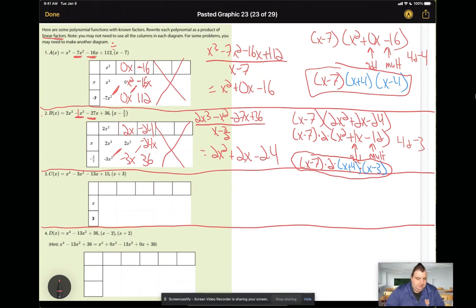Number 3, all right, same thing. We have x cubed minus 3x squared minus 13x plus 15, and we're going to divide that by x plus 3. So we're going to start off by putting x cubed here, since that's my first term. So I'm going to ask myself, x times what is x cubed? That's going to be x times x squared. X times x squared is x cubed. I can finish out the column. 3 times x squared is going to be 3x squared.